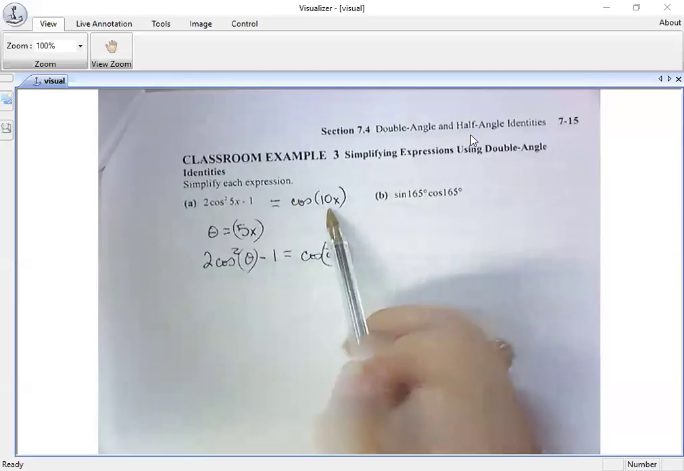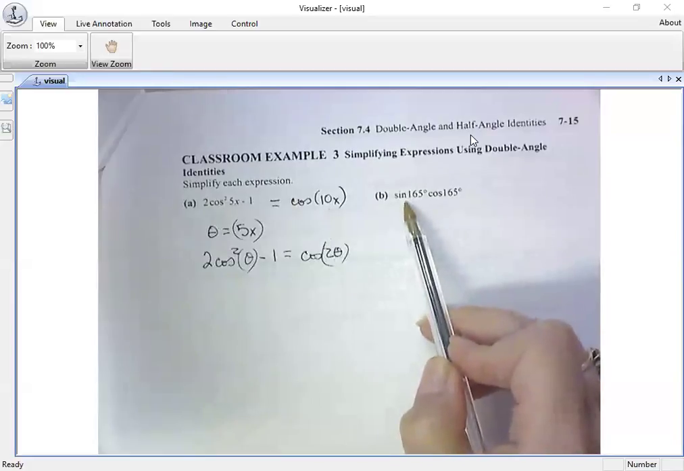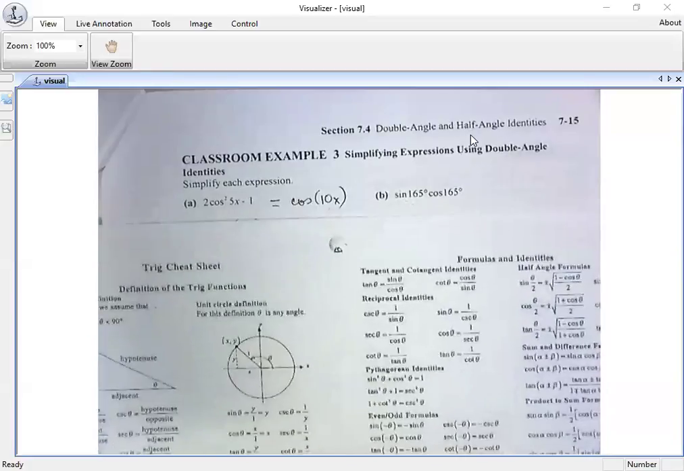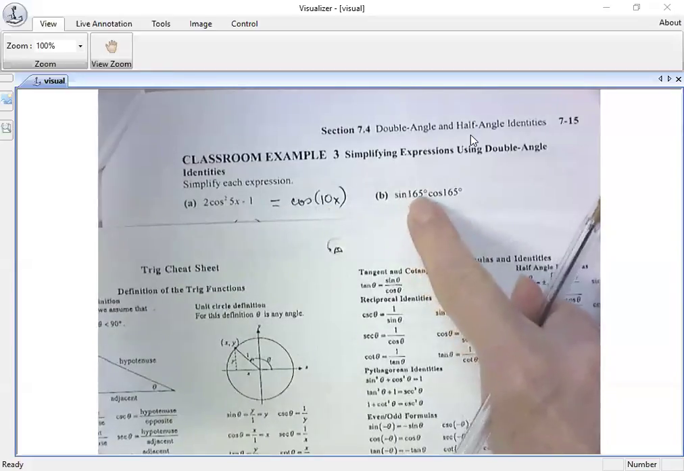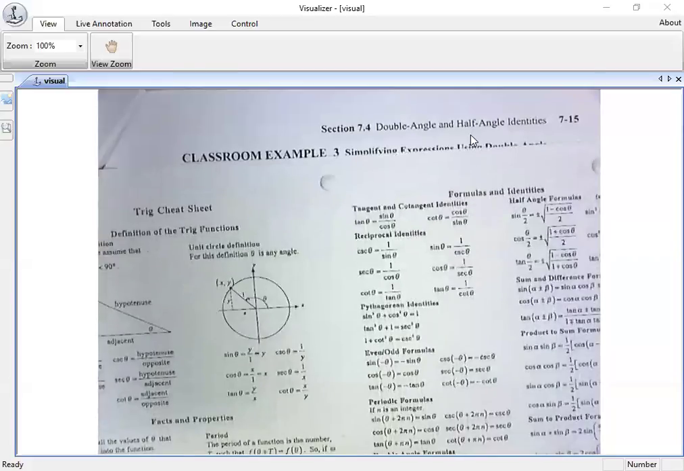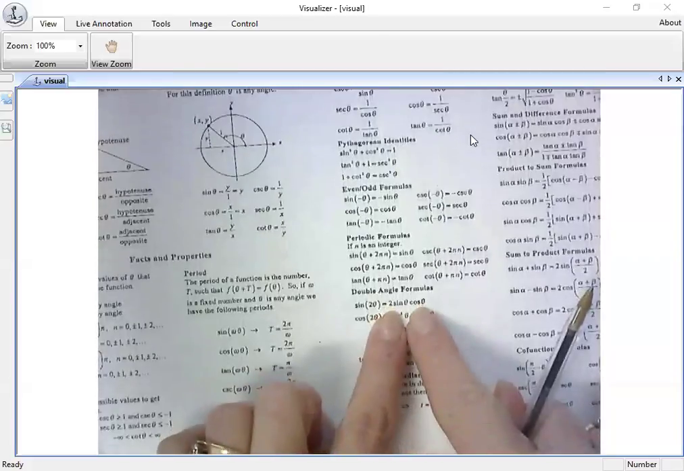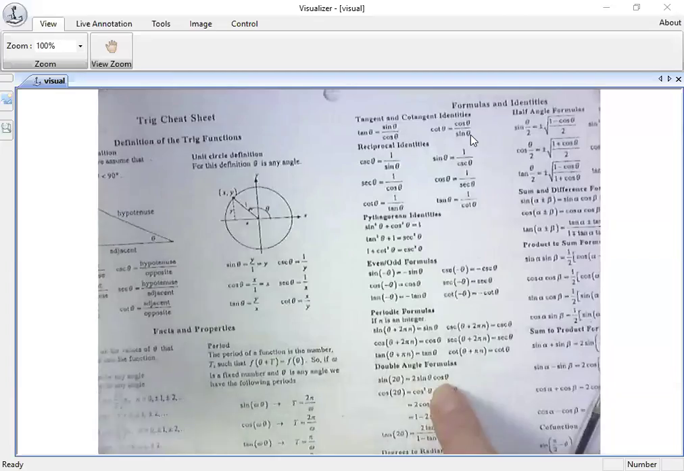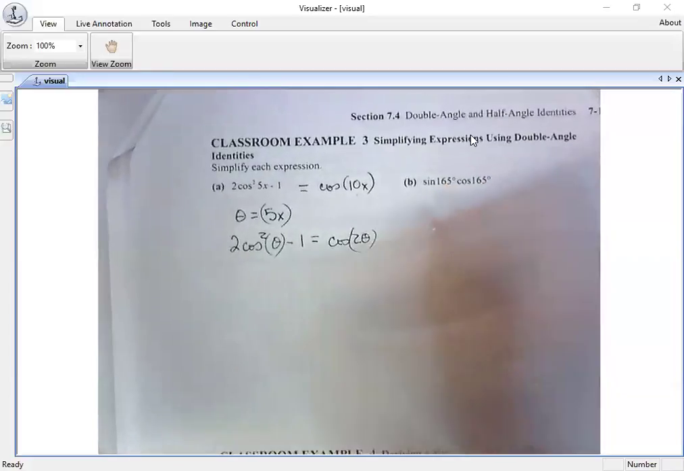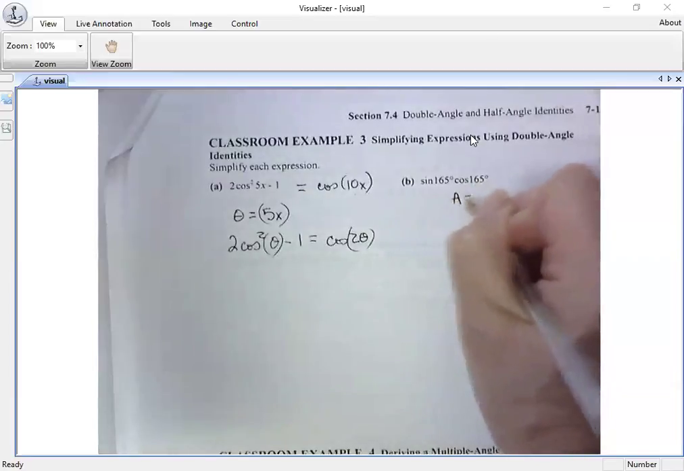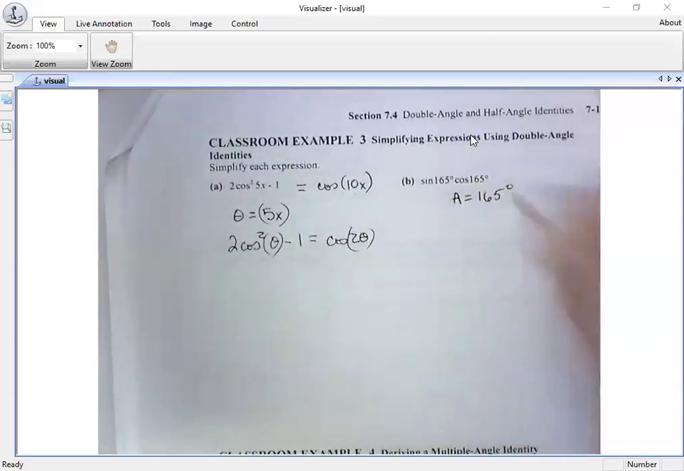Now, on this one, do you have to do the product to sum form? I don't know. What do you think? Because it does say use double angle identities. Now, if we look back at these double angle identities, sine of an angle times cosine of the angle kind of looks like it, except what's missing? The 2 is missing. So let's see if we could figure out, instead of theta, let's use A. Let's say that's 165 degrees.